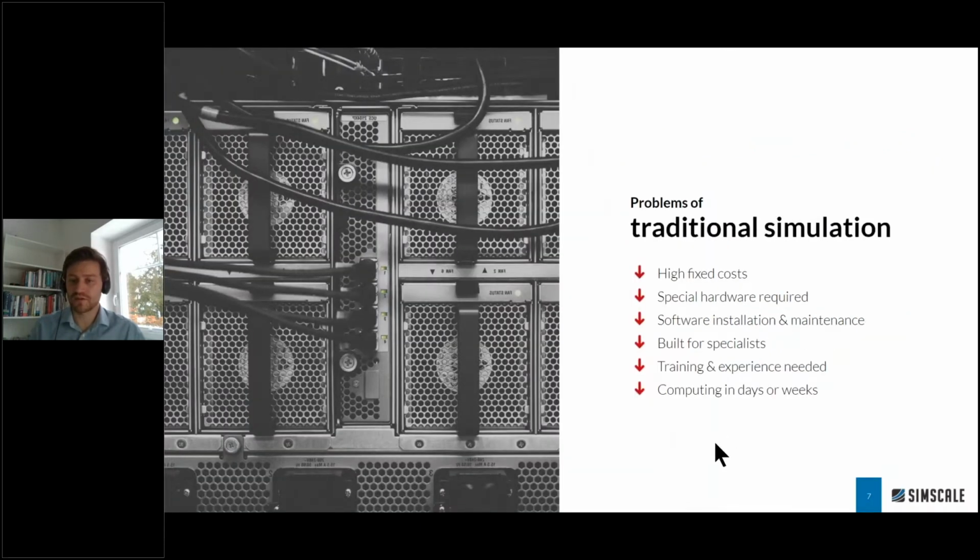How does this compare to traditional CAE? Well, with traditional CAE, you typically have high fixed costs. It relies on specialist hardware that you have to install and maintain, and specialist software that you have to install and maintain on that hardware. Typically, this software is built to be used by specialists. So that means that there's extensive training and experience required to get the most out of the software. The computing time is typically measured in days or weeks, and it's difficult to parallelize simulations because your hardware and software is occupied during a simulation.